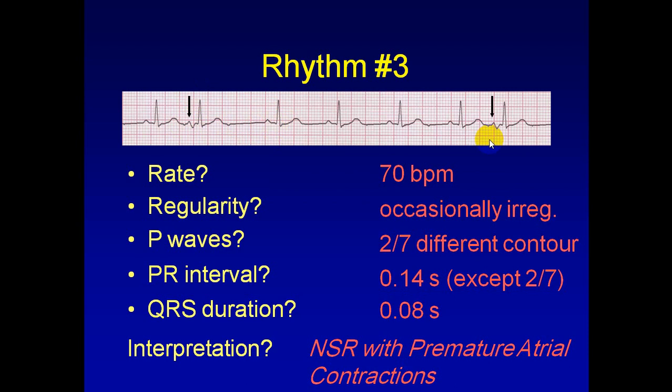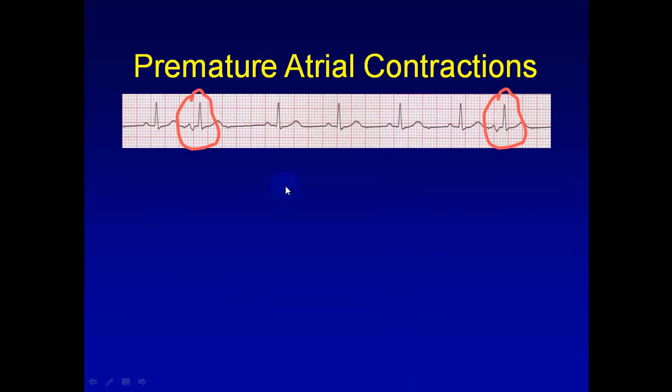premature atrial contraction. Why atrial? The P wave is not like a sinus P wave. The QRS complex is normal. From the atria down is normal conduction, but from the SA node to the atria it's abnormal. The normal impulse is not coming from the SA node but from the atria, which is called premature atrial contraction. These are beat 2 and beat 7.